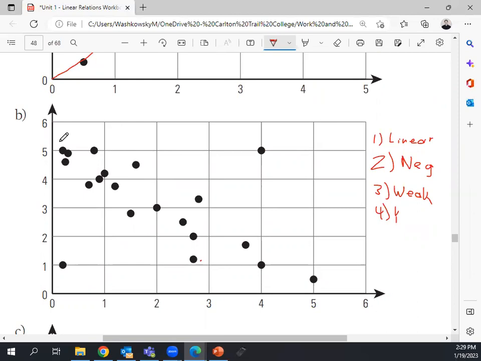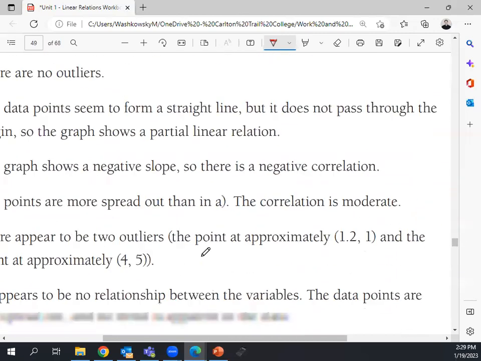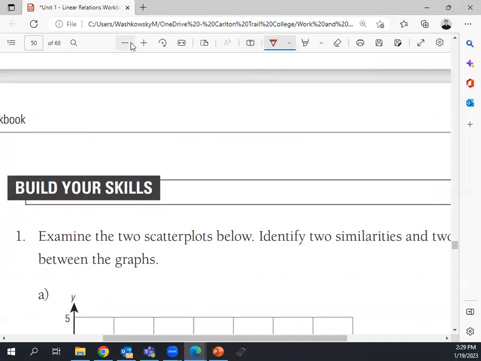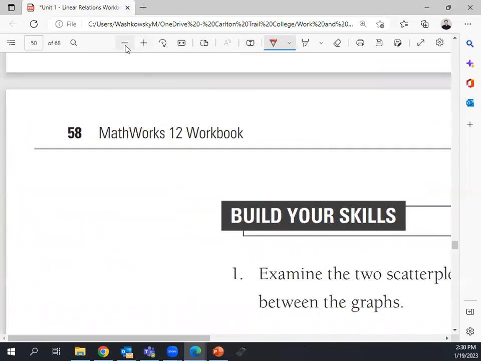So jumping into it here. I'm going to go into the question on page 58.